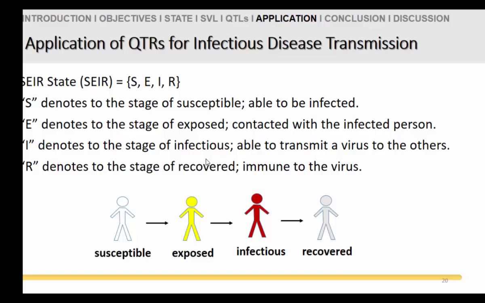Exposed refers to the stage of the exposed. That means the person has contact with infectious people. I means the infectious stage, in which a person is able to transmit the virus to others. R, obviously you can understand, is the recovery stage. People in the stage of R already have immunity too. So this means there is no probability to get that virus.